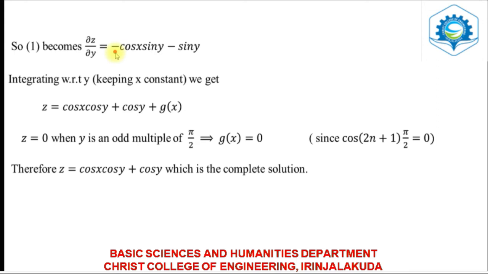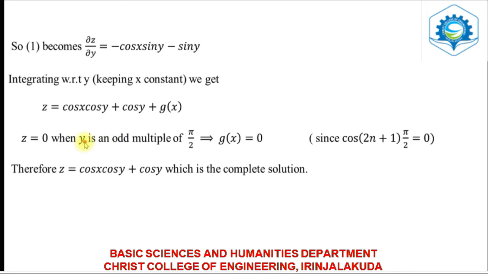So cos x cos y plus, now the integral of sin y is minus cos y, so we have minus minus, plus cos y here, plus a constant of integration, and since we are integrating with respect to y, our constant is a function of x, so we have g of x. Let us use the second condition. What is actually given? z equal to 0 when y is an odd multiple of pi by 2. So let us give y equal to some odd multiple of pi by 2.